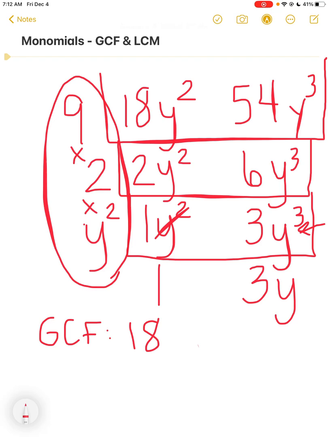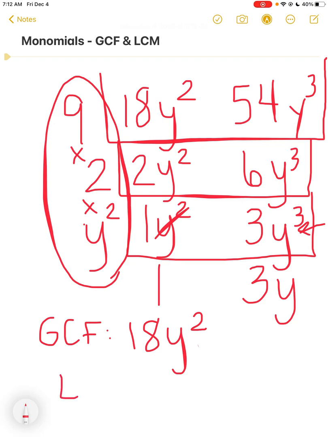I need to include that in my answer, so it just kind of gets tacked on the end, because if I take 18 times y squared, another way to write that is 18 connected to my y squared. That means that's the biggest GCF I can take out of both 18 y squared and 54 times y to the third. I can take out an 18 from those whole numbers, and I can take out a y squared from both of those sets of y's.